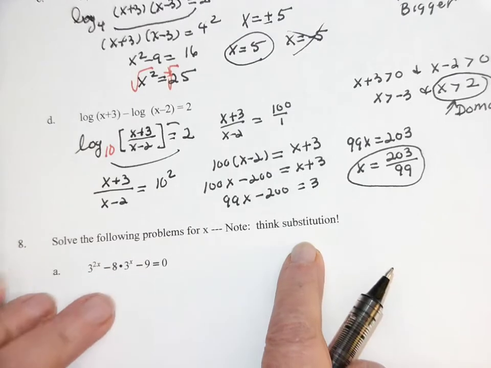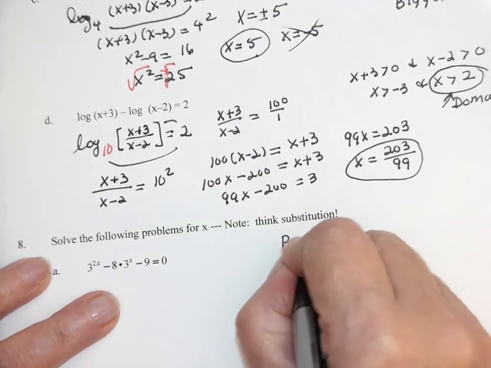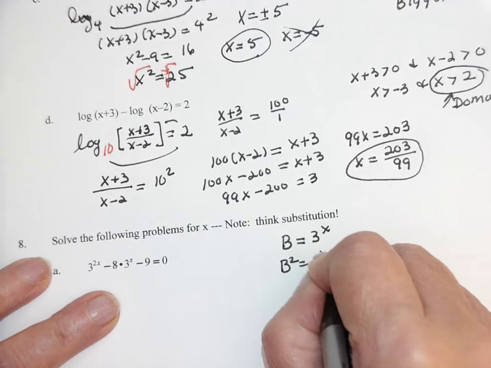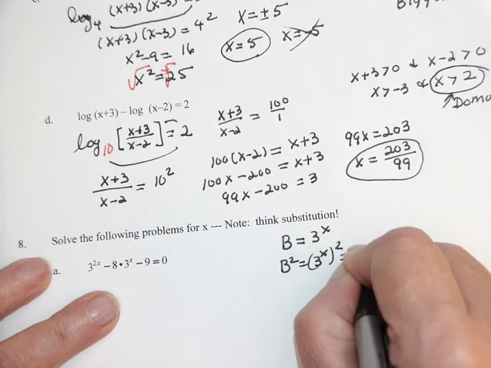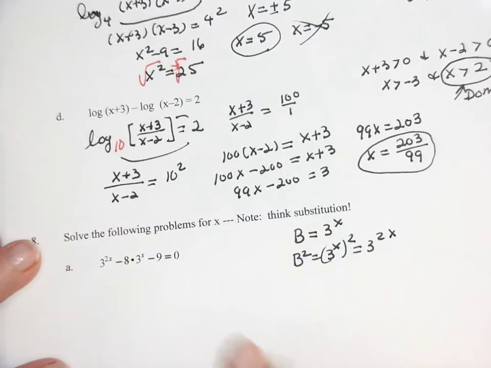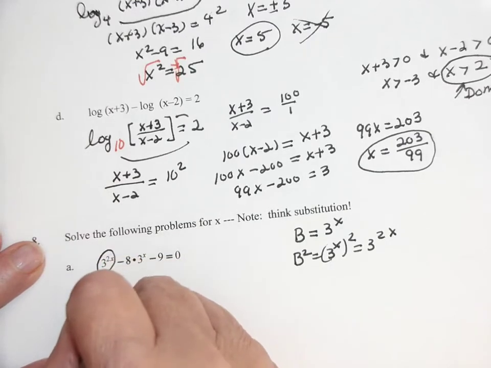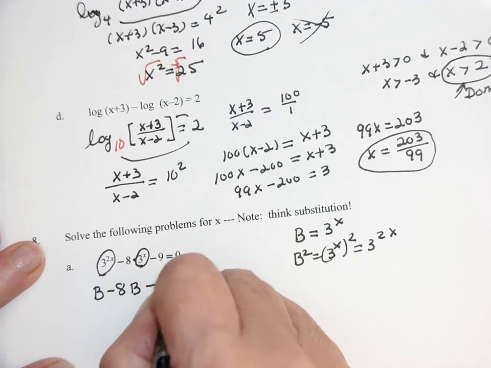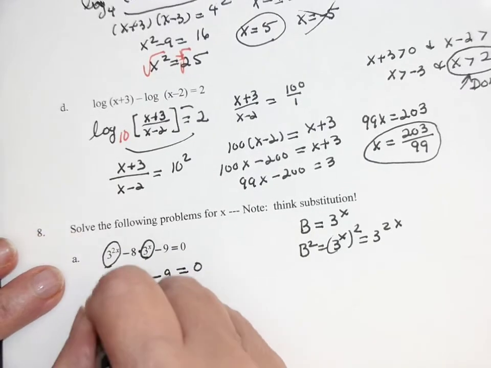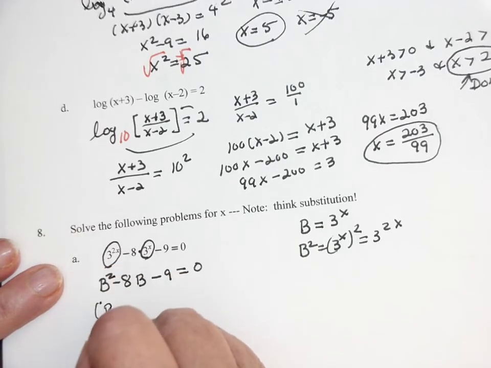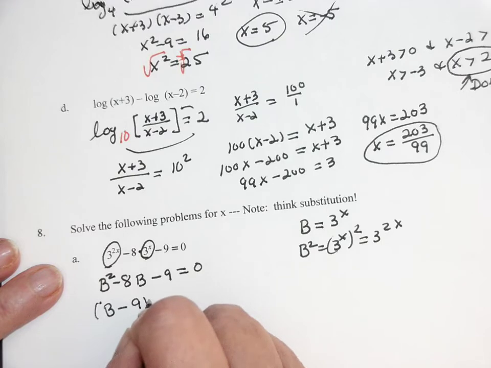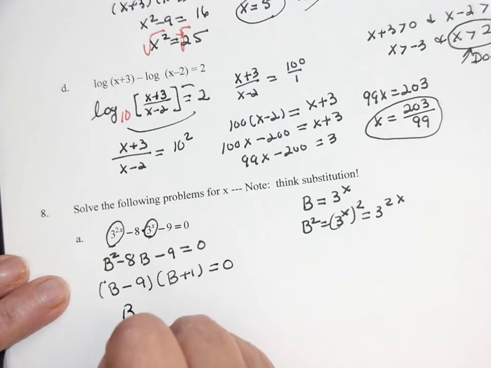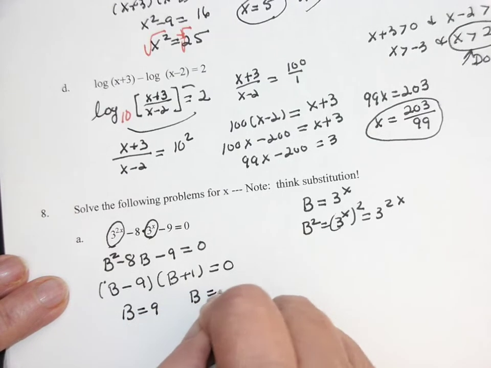It says think substitution. Well, I'm going to let b be equal to 3 to the x, so that b squared is 3 to the x squared, which is 3 to the 2x. So this is b squared minus 8b minus 9 equals 0. This factors, so this is b minus 9, b plus 1 equals 0. B equals 9, b equals negative 1.